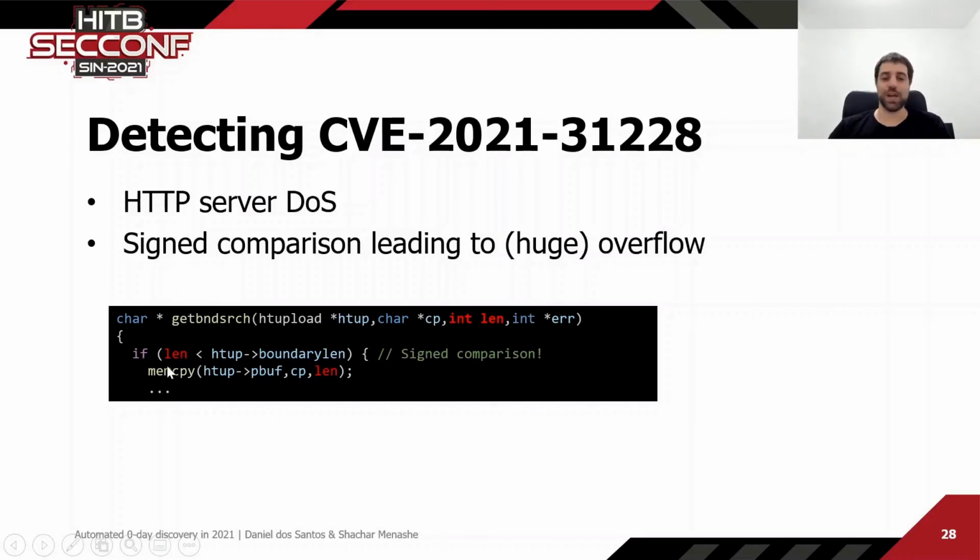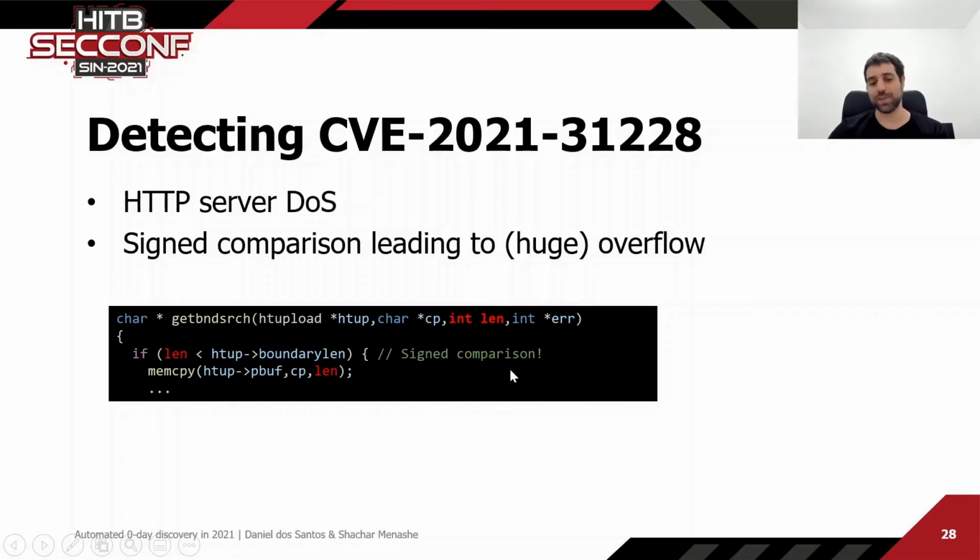So this looks kind of fine until we realize that len is an integer and boundary len is also an integer. So this is a signed comparison and not unsigned. If len is negative, this branch will be taken, which is bad. It's not supposed to happen. And then we have a memcpy with a negative value here, which is a huge unsigned value, of course. And then we get a denial of service because we get a huge memory copy operation.